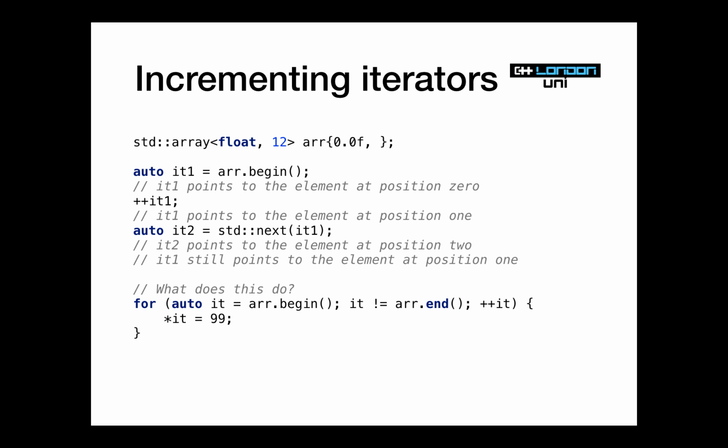Absolutely. It sets all 12 elements of the array to the value 99, or float 99. Okay, so you remember the way a for loop works. We first do the setup bit, and we check to see whether we have the exit condition. We run the body, then we do the increment step, then we check the exit condition, and so on and so on. So in our initialization step, we're creating our third iterator. Now it's just called it.